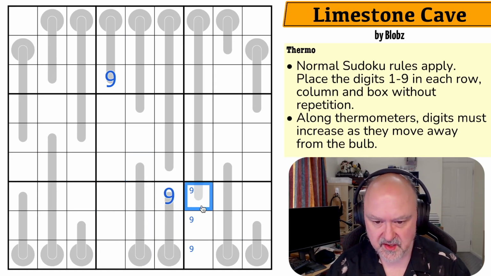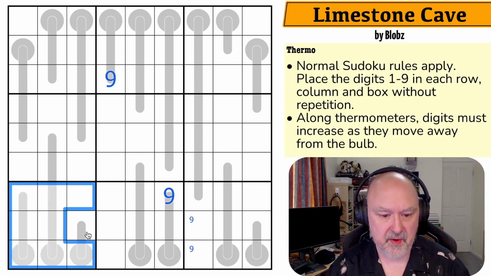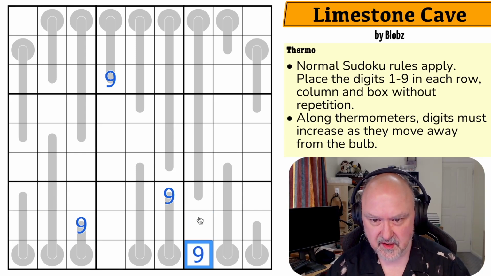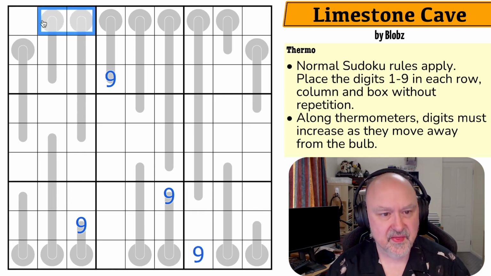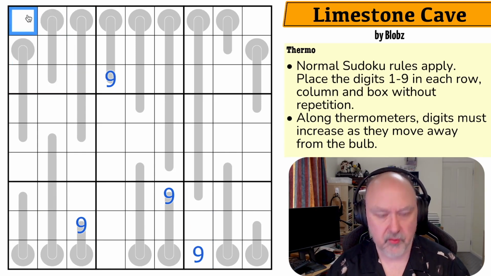So that's the 9. This is not the 9. Now in this box, where can I put the 9? I can't put 9 in any of those. I can't repeat in the row, and I can't put it partway along a thermo. That's not the 9. That's the 9, that's the 9. Excellent. In this box, of course, it's right here. This 9 took 9 out of all of those, and I can't put 9 partway along a thermo.